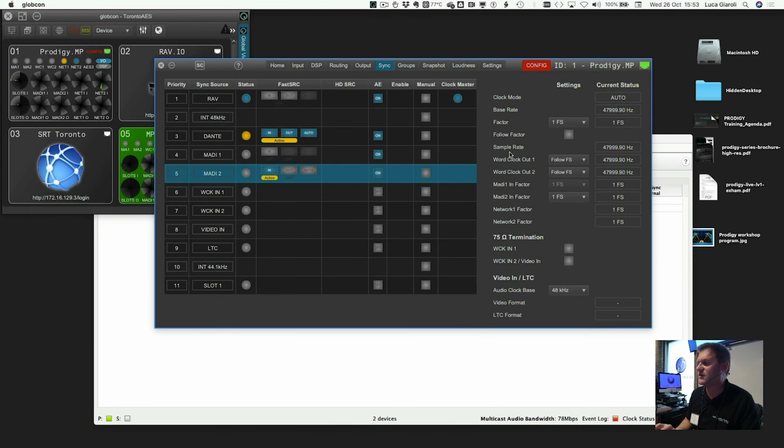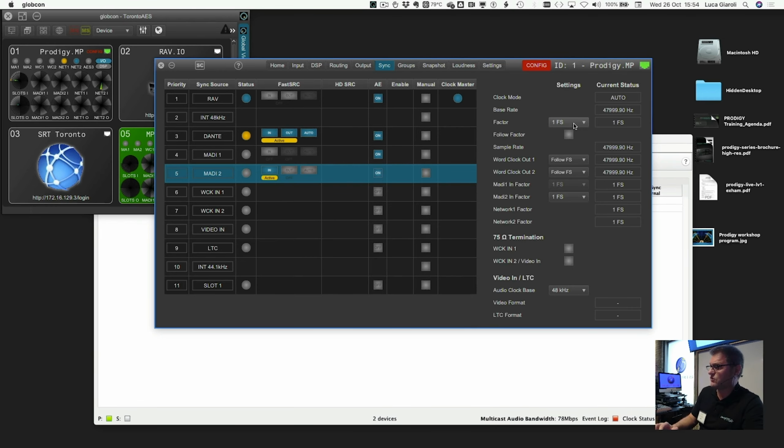Let's have a look at this part here. So factor, 1FS. What is factor? For the broadcast people, this is easy, piece of cake. But for live people, it's not so straightforward. Don't get offended. I mean, I'm a live guy. I had to learn a lot of broadcast in the last years, but I grew up in the live environment.